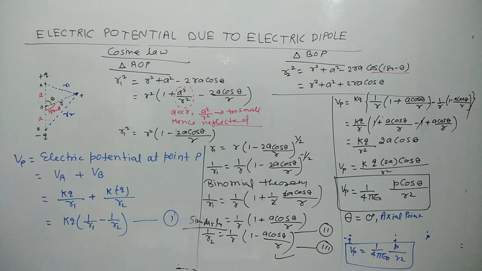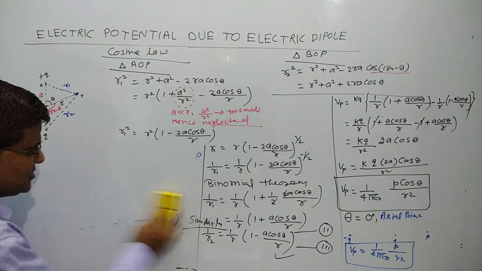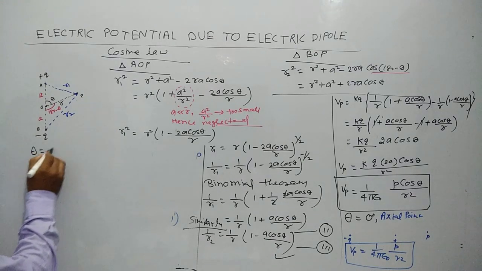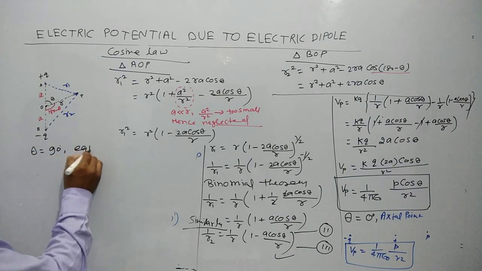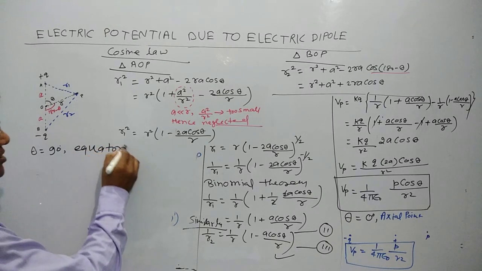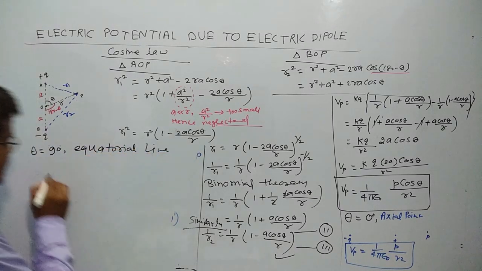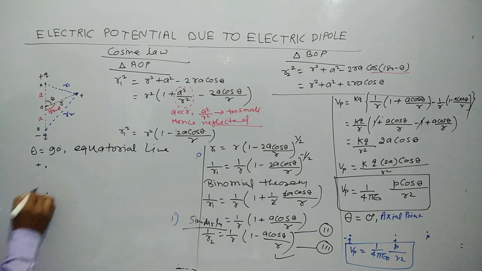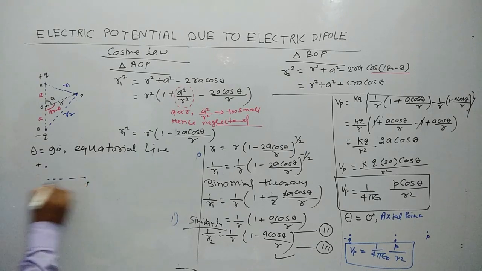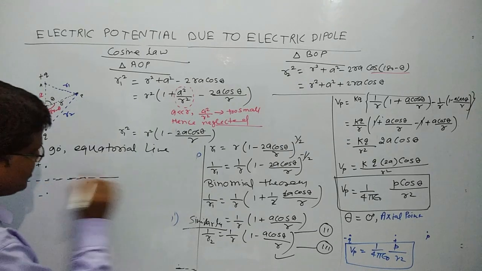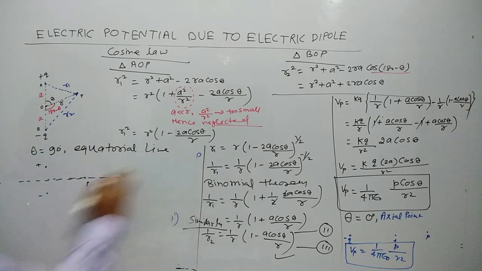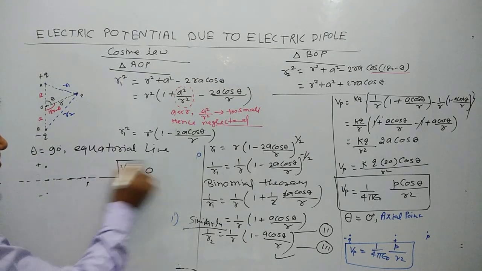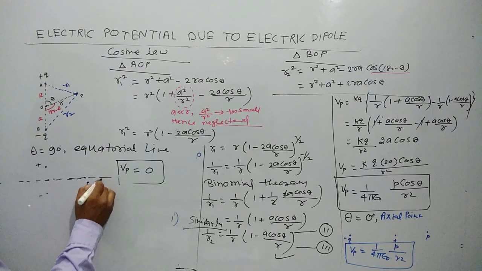Theta equal to 90 degrees is known as the equatorial line. Suppose this one is the plus charge and this one is the minus charge, and you want to find the potential on this line. At this line, the electric potential is always 0.